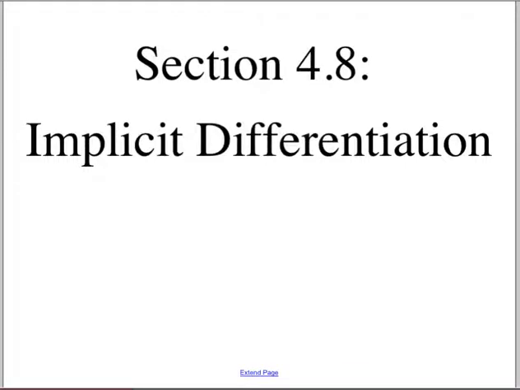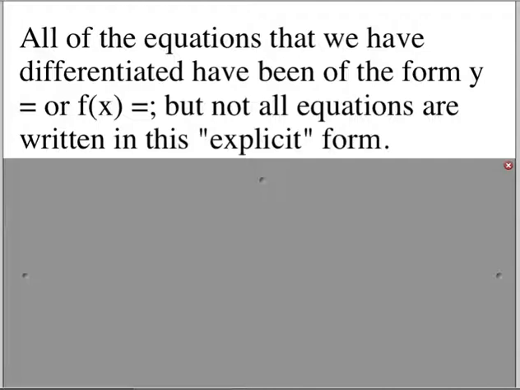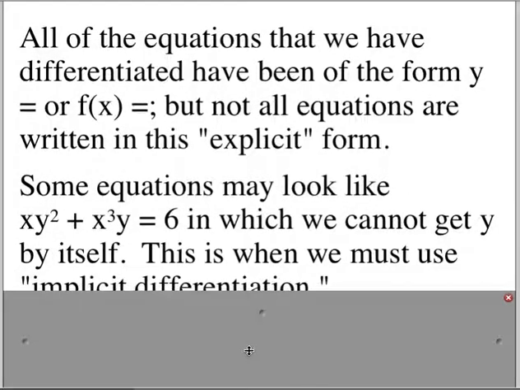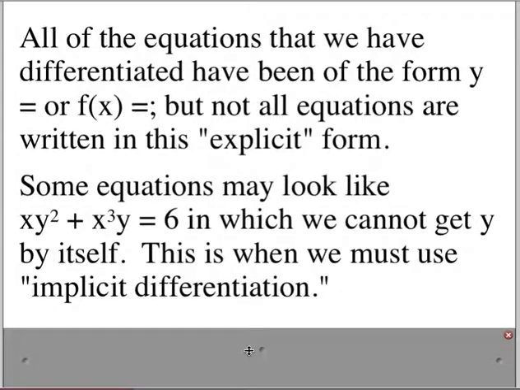So this next section is called implicit differentiation. So just to let you know what implicit versus explicit means: all the equations that we've been differentiating have been of the form y equals or f of x equals. And this is called an explicit form because it's explicitly written for y, but not all equations are going to be written like that. You might get an equation that looks like this: xy squared plus x cubed y equals 6. And in this case, we can't get y by itself because there are two different powers of y. There's a y squared and then just a y to the first, and we can't get y by itself. So we have to use something called implicit differentiation.